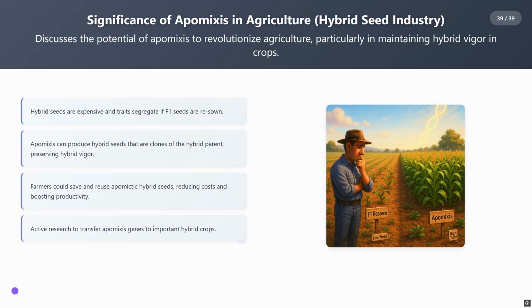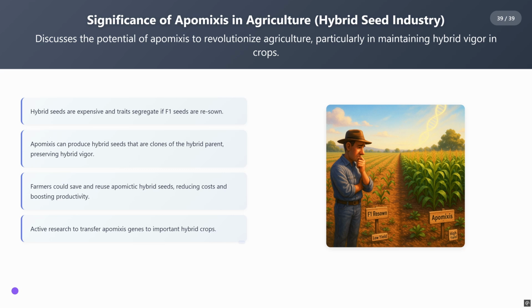Okay, so hybrid traits get diluted. How would apomixis help? Well, imagine if you could make a hybrid variety that was also apomictic. The hybrid embryo could still be produced initially through a normal cross, but then the plant could produce seeds apomictically. These apomictic seeds would contain embryos that are genetically identical clones of the superior hybrid parent plant. So the hybrid traits would be locked in. Exactly. Farmers could then save and reuse these apomictic hybrid seeds year after year, generation after generation, without losing the hybrid vigor or other desirable characteristics. This could dramatically reduce the cost of cultivation and significantly boost agricultural productivity, especially for smallholder farmers.